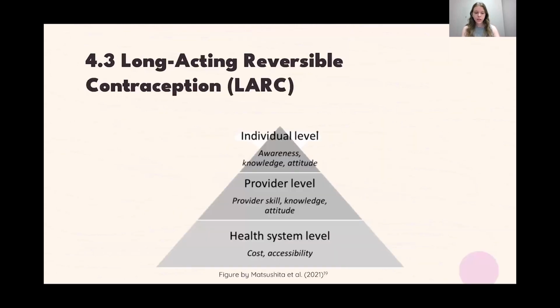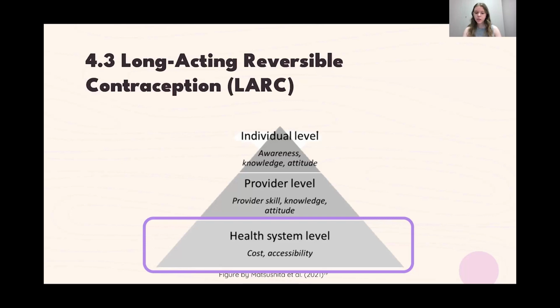So for LARCs, this pyramid of access was made, and I'll start from the bottom up with the health system level, which includes cost and accessibility. LARCs are cost effective, but upfront cost is often a barrier for many, and insurers in 20 states and DC are allowed to refuse contraceptive coverage, so there's a need for health systems changes to address this.